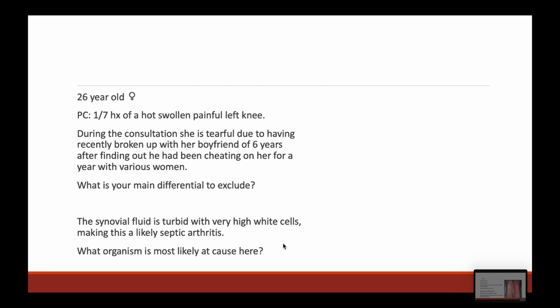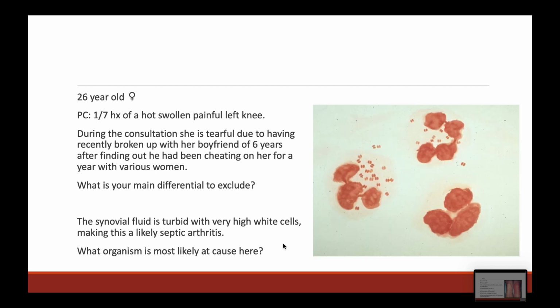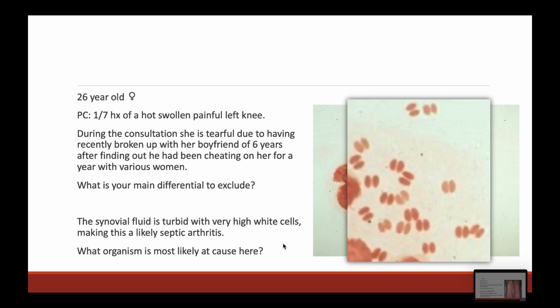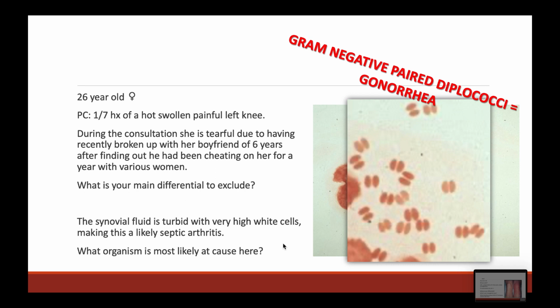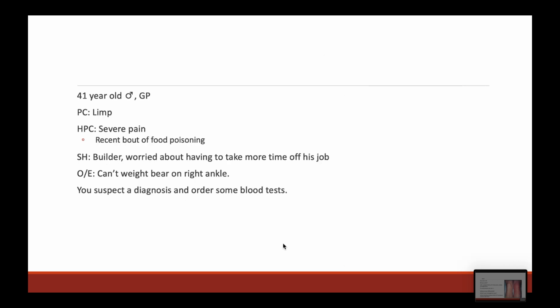But like I said, have a think what this organism could be. Pause the video if you need to. Okay, so this is what you see when you take out the aspirate, and you see that there's something known as gram-negative diplococcus, which is pathognomonic for gonorrhea. Okay, so moving on, I won't cover the treatment. You will talk about that exactly in sexual health. So moving briefly on, I'll go on to a different case.